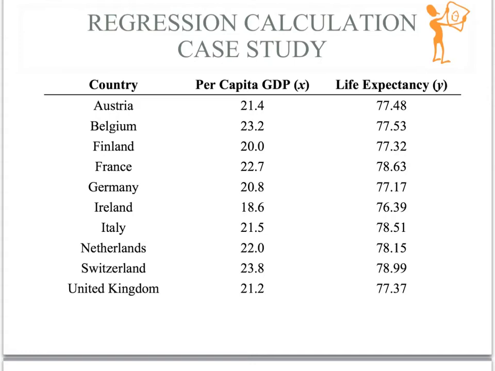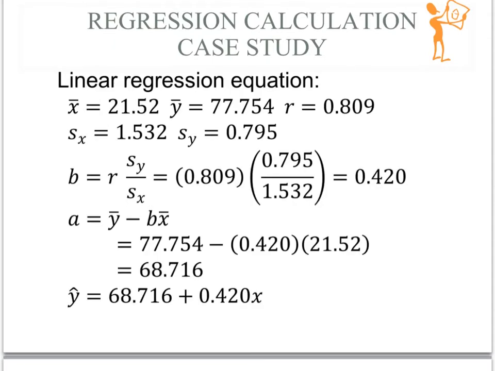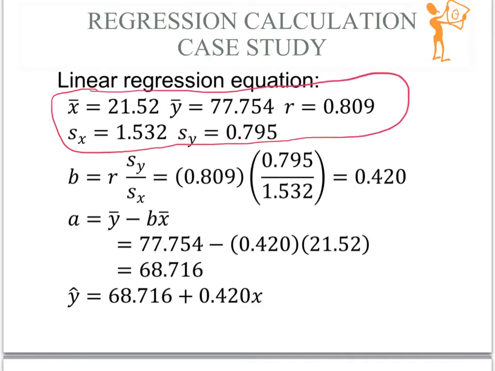So when we were doing regression, we did this case study and we figured out the mean, we figured out the standard deviation for both the x's and the y's, and we used those numbers to figure out the R, the correlation. So we have all those numbers calculated from those to plug in to find our B and our A. So here I've given you those 5 numbers that we calculated previously.